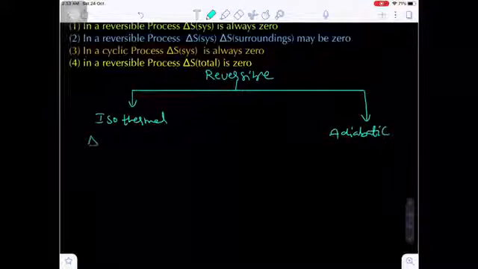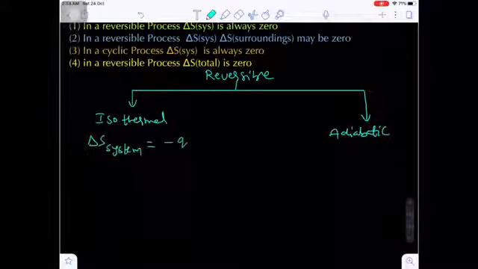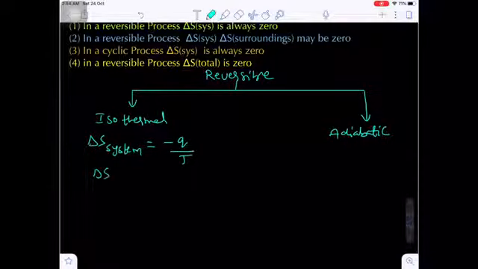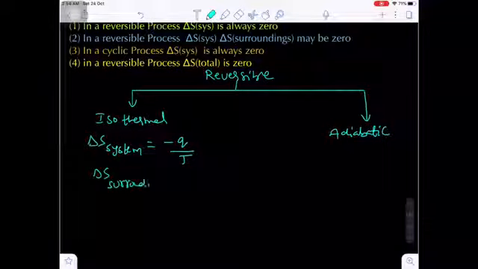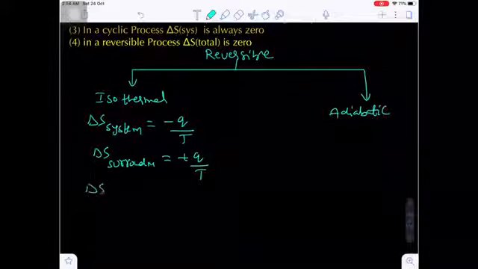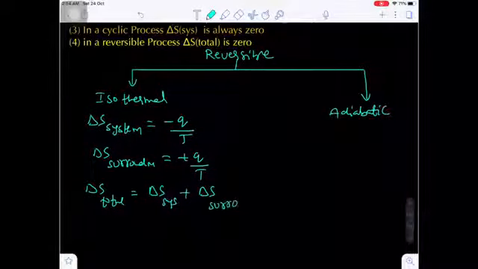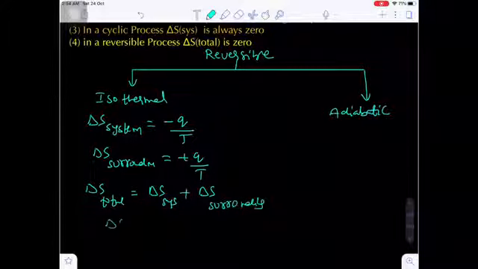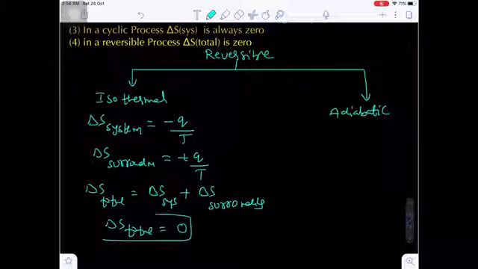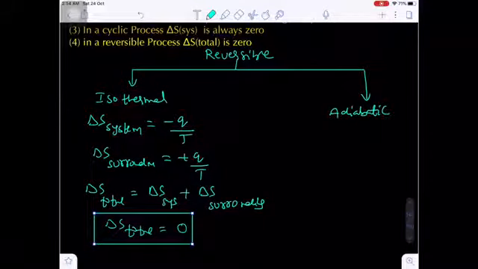But the thing is, in isothermal, delta S system, let's suppose system loses the heat energy, so minus Q upon T. Then surrounding has to absorb the heat energy, that means plus Q upon T. That means overall delta S total is nothing but delta S system plus delta S surrounding. So what will be the total change in entropy of the universe? Equal to 0. Are you getting my point?